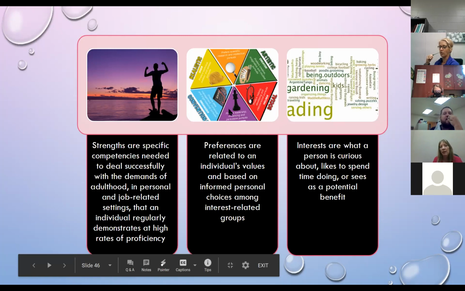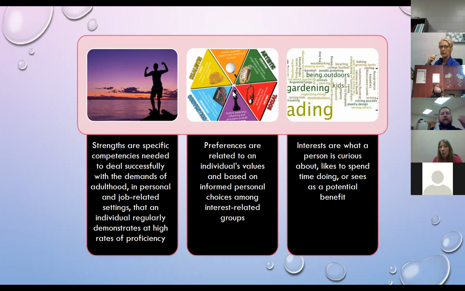Like, for instance, I don't want to work outdoors. I want to work indoors. That's a personal preference related to work. And then their interests. What are they curious about? What do they spend their time doing? Okay. So again, there'll be icons.